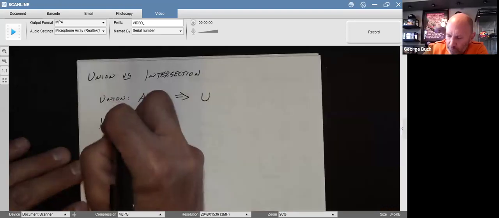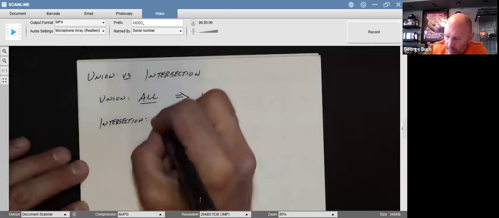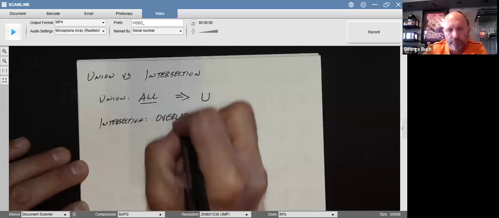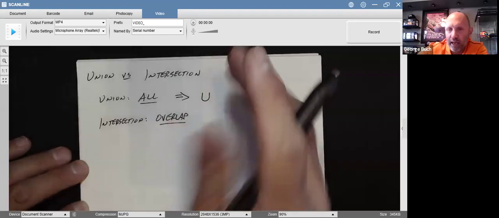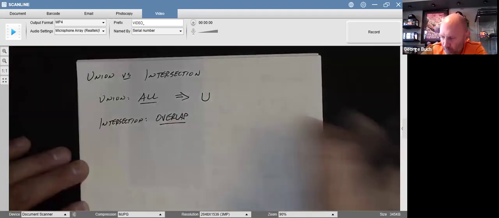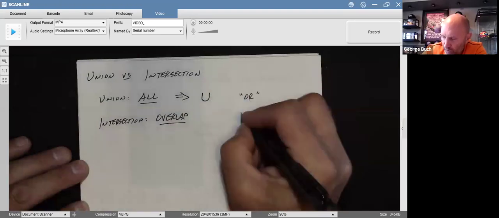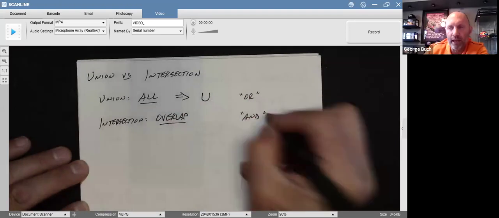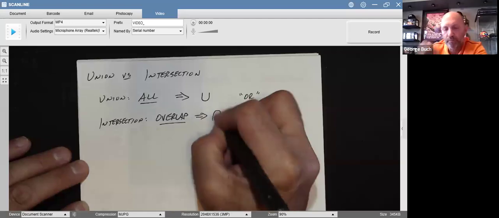Intersection. So with union, it was all the values. Intersection is the overlap. So what value is in set A and set B? And that's where you'll sometimes see these words. Union, we're talking about or. Intersection, it's and. So it's in set A and set B, versus union, where it's in set A or it's in set B. And the notation for intersection is an upside down U.